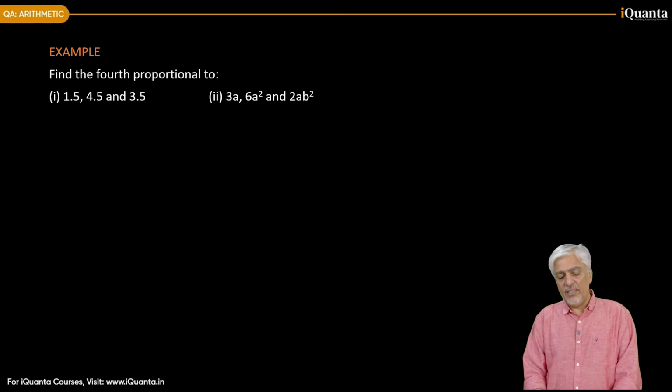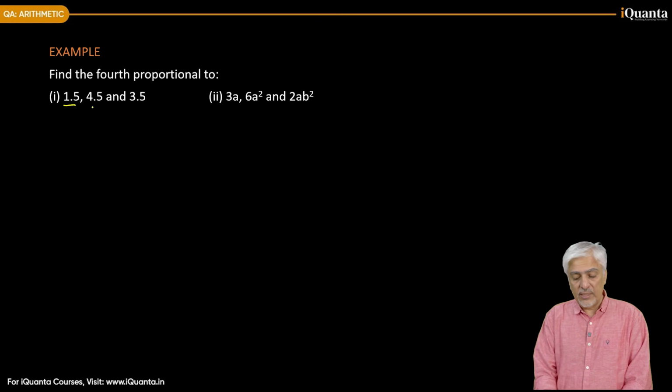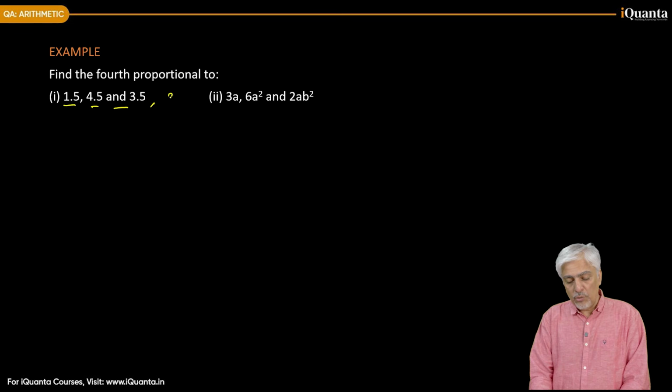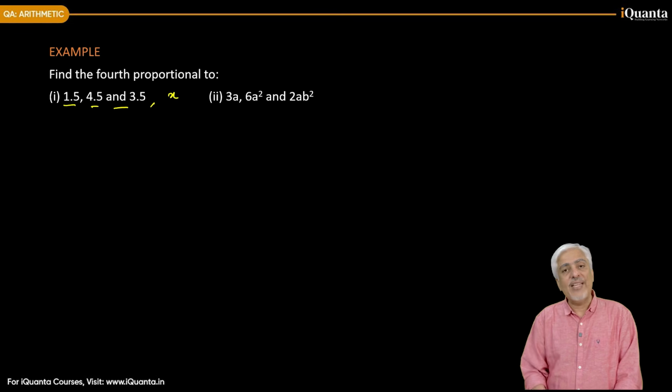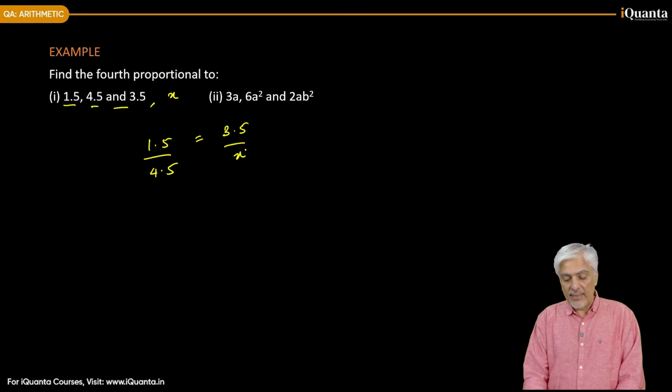Next part is finding the fourth proportional to something. What do you mean by that, first of all? So there are 3 terms given. We want to find the fourth proportional. That means we want to find x. So we can say 1.5 upon 4.5, a upon b is equal to c upon d.